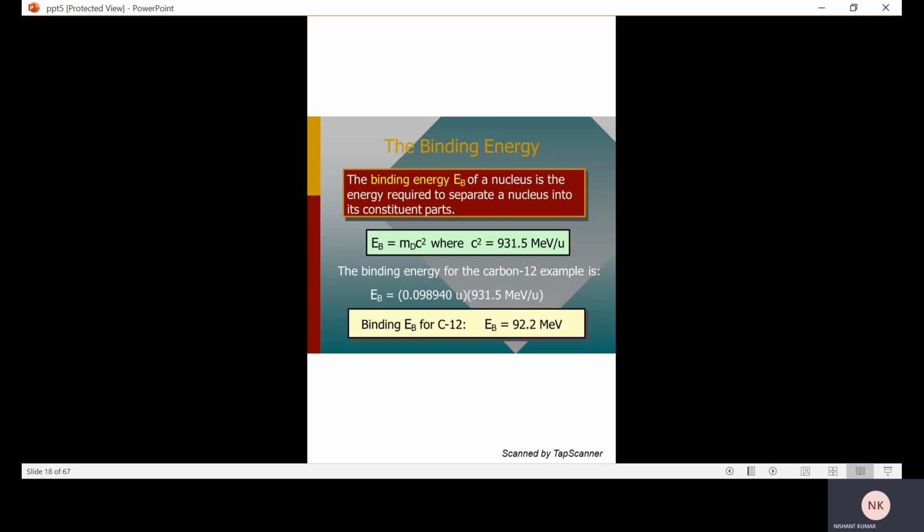So binding energy is written as m_d c square, where m_d is the mass defect, meaning the difference of initial mass and final mass. So E_b is also written as del m c square.